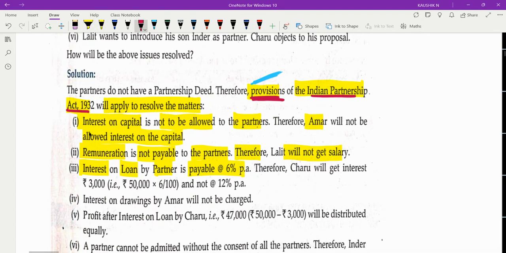Now you can see the answer given there. Interest on loan by the partner is payable at the rate of 6 percent per annum. Okay, that is given to you, and then you'll calculate what the amount will be. Therefore, Charu will get interest. It is not just giving the answer in a word stating whether she'll be allowed interest or not. You have to calculate what that particular interest value is. Therefore, Charu will get interest of what amount? Very simple. What is the loan amount that you have got from Charu? Loan amount.